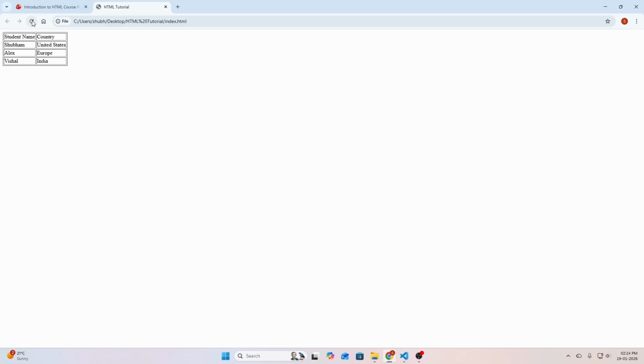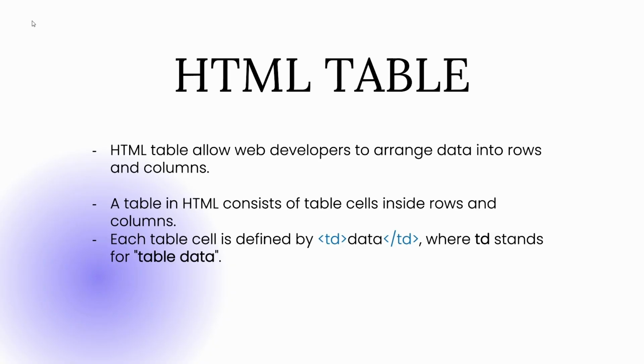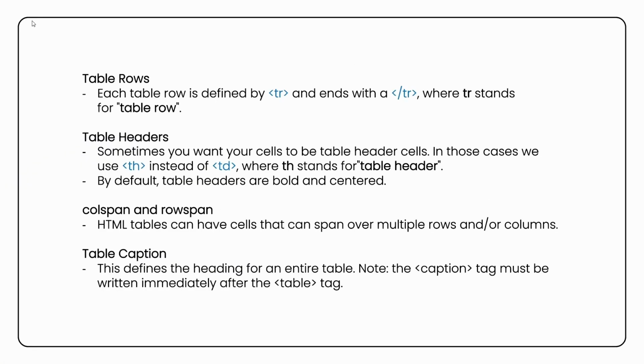Now you can have as many rows as you like in a table. Just make sure that the number of cells is the same in each row. Next, we have table headers. Sometimes you want your cells to be table header cells, and in those cases we use the TH tag instead of the TD tag, which stands for table header. By default, the text in TH tags is bold and centered.